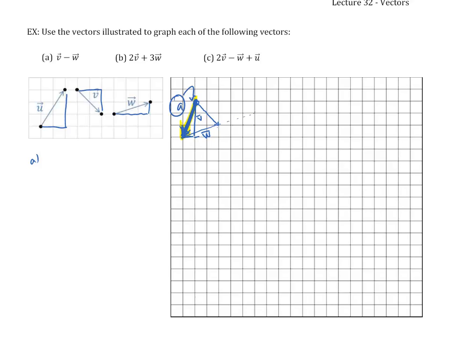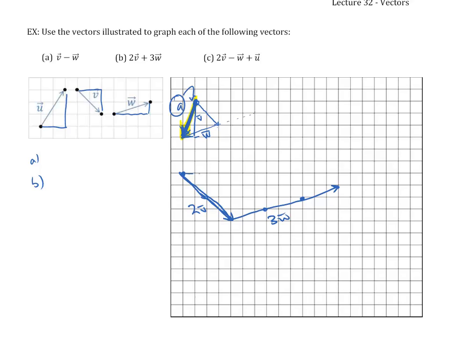All right, what about part B? Let's talk about part B. So we got to do 2v. So let's start, let's say here. Here's 1v. 2v would go down this way. So that's 2v right here, this vector all the way to right here, because it's the same direction as v, only twice as long. And then 3w means go over 3 and up 1, over 3 and up 1, over 3 and up 1. There's 3w.